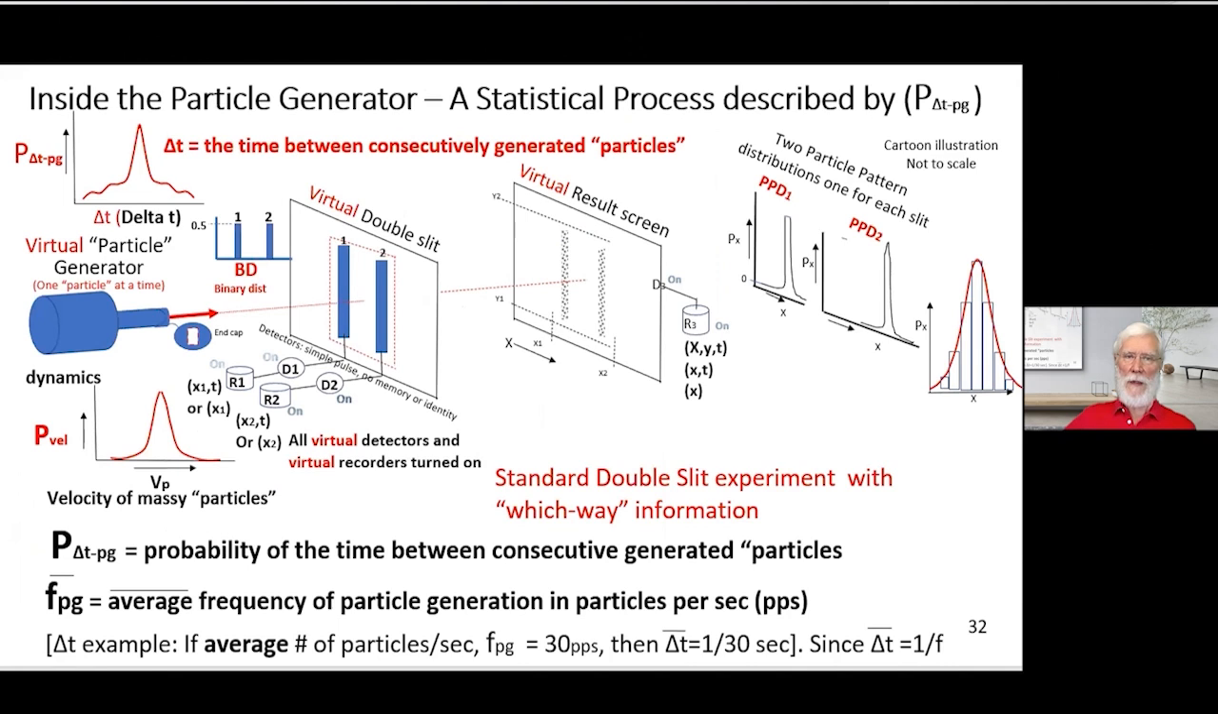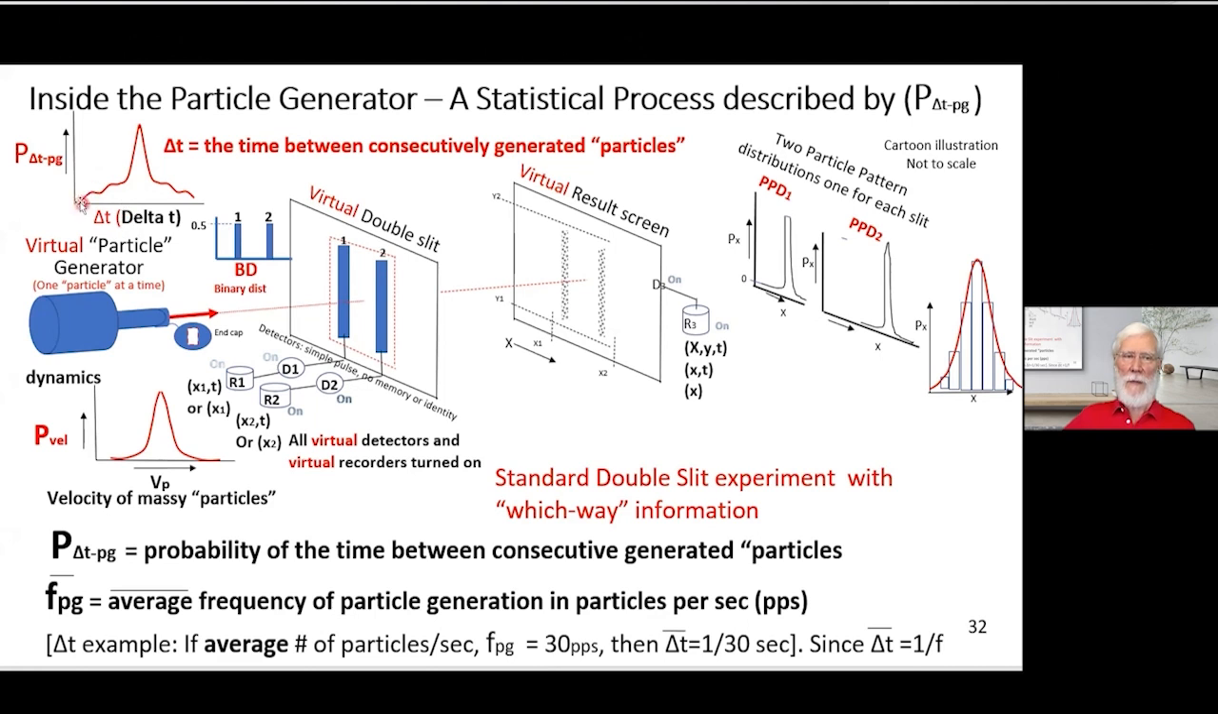Okay, let's go down to the next one. Now we're going to look a little bit more about this particle generator, because the system has to model this particle generator too. And now we're going to model it. This is a little probability distribution of the delta t, which is the time between consecutively generated particles. Okay, time between consecutively generated particles.